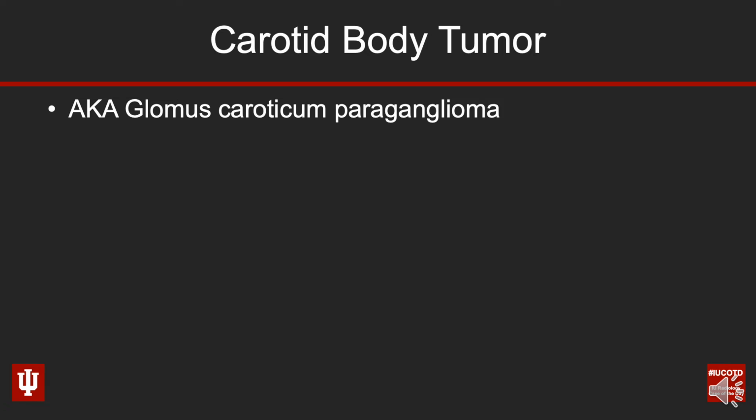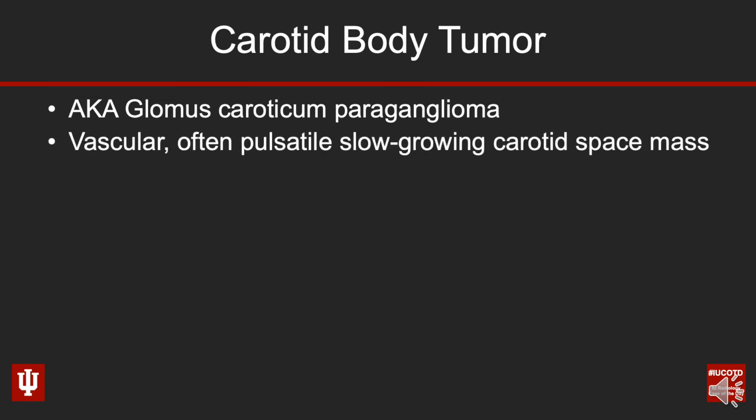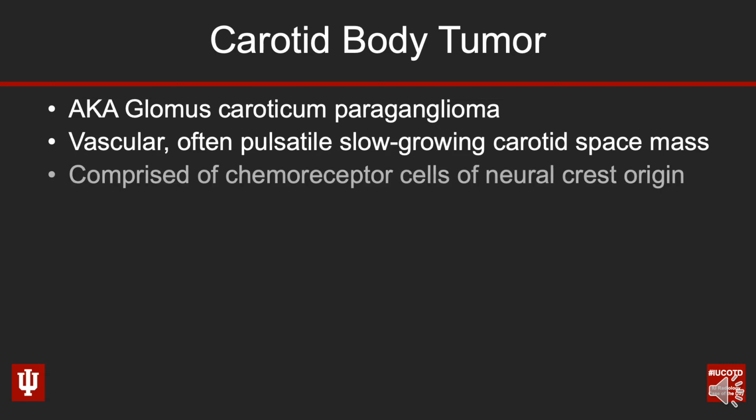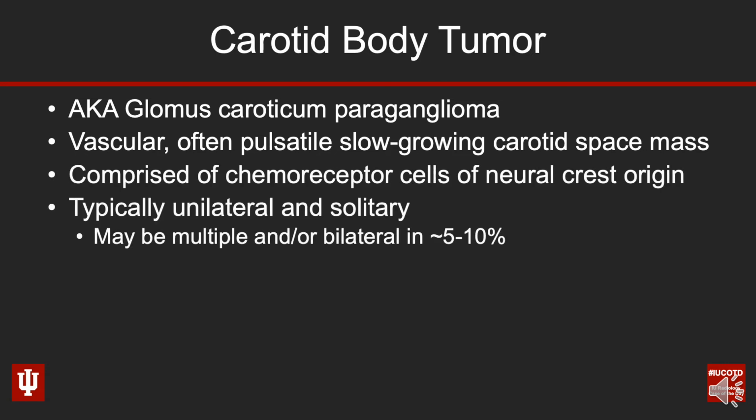So this sometimes is referred to as a glomus caroticum paraganglioma. And these are vascular, oftentimes pulsatile, slow-growing carotid space masses. And these are comprised of chemoreceptor cells that come from the neural crest. And they're typically going to be unilateral and solitary, but it's important to keep in mind that in a minority, still a small minority, but a significant minority, these may be multiple, these may be bilateral.